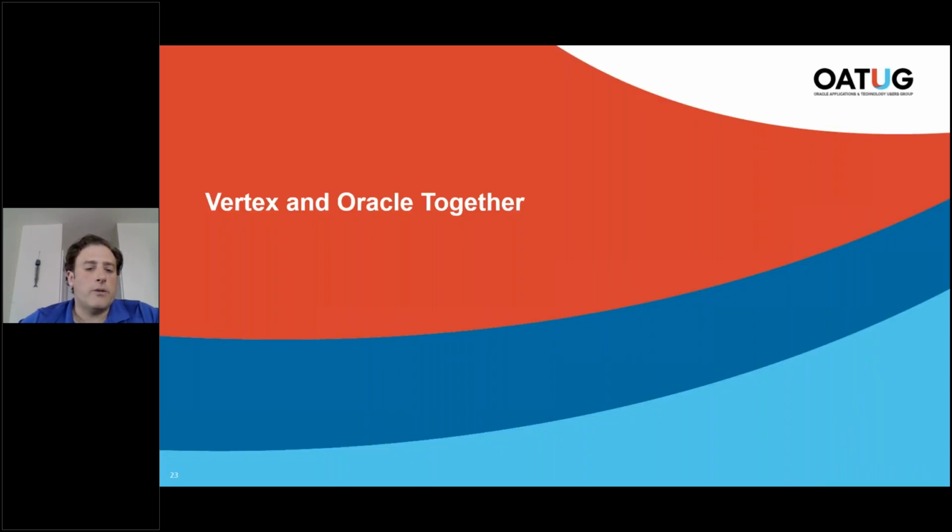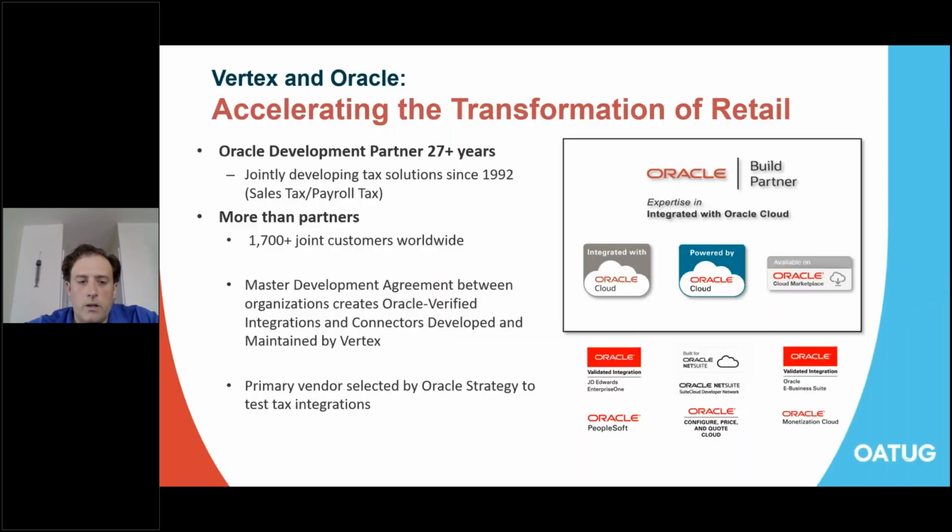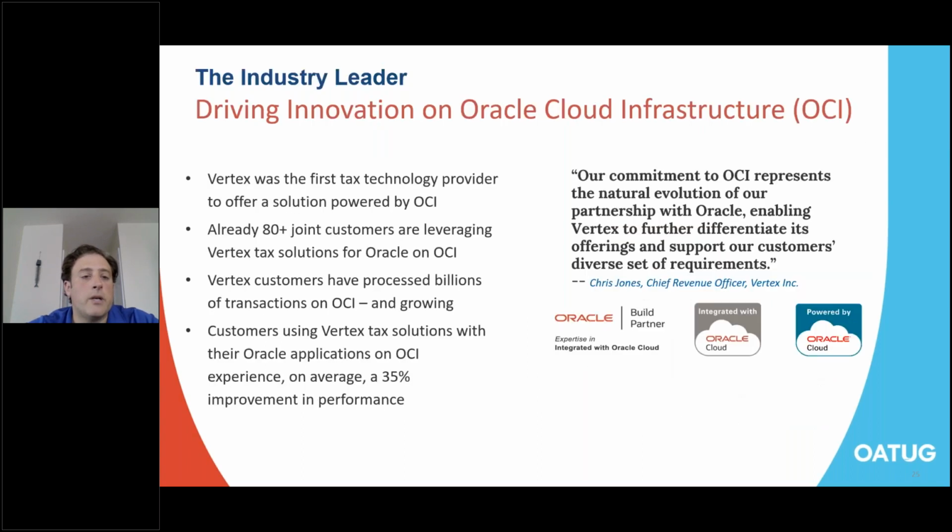So Vertex and Oracle together, we've had a long relationship that has been very fruitful to our customers. We've been partners for over 27 years, and we have over 1,700 joint customers worldwide. And we have been selected by Oracle Strategy as the primary vendor for tax calculation to test tax integration. So I think this speaks a lot to the relationship that we've had over the years.